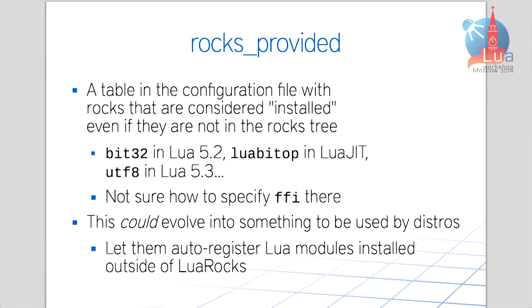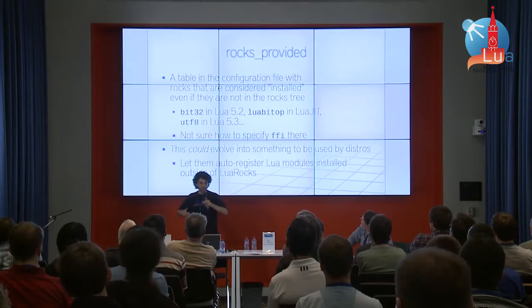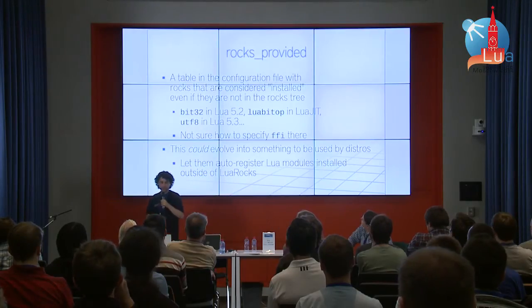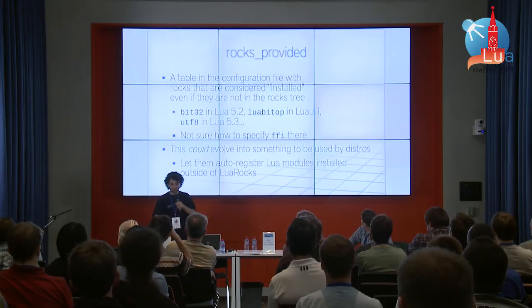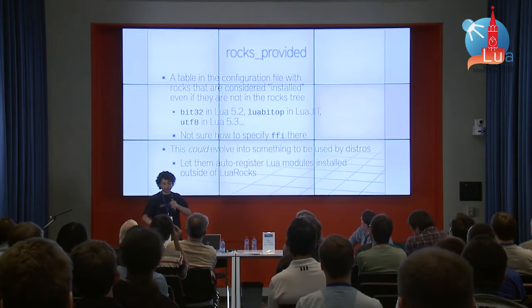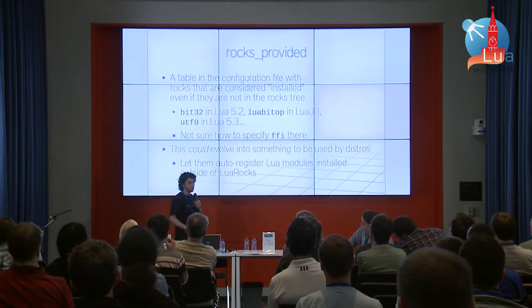Yeah, a quick one for the rocks_provided thing, because it's a bit of a technical thing for LuaRocks users. It's a table in the configuration file where you can list rocks that we don't actually have installed, but pretend that they are installed, because in a sense they are. So this will give you, for example, if you're running Lua 5.2, it is as if you have the bit32 rock pre-installed.